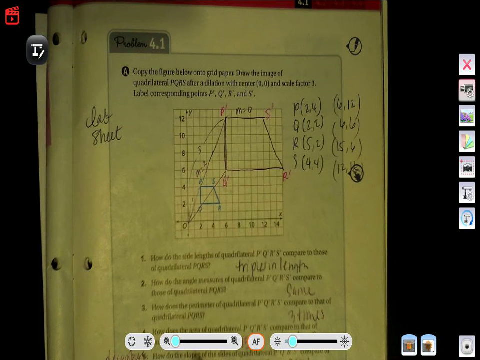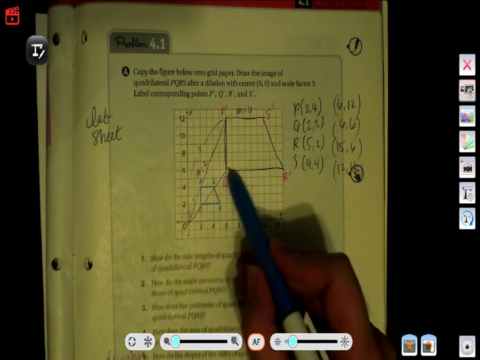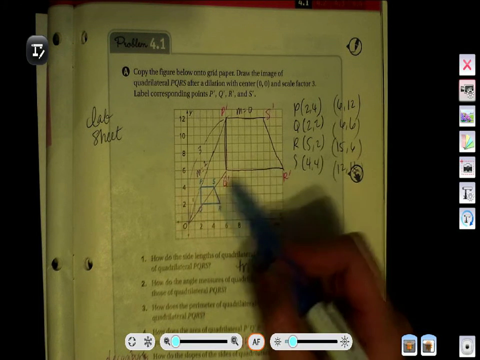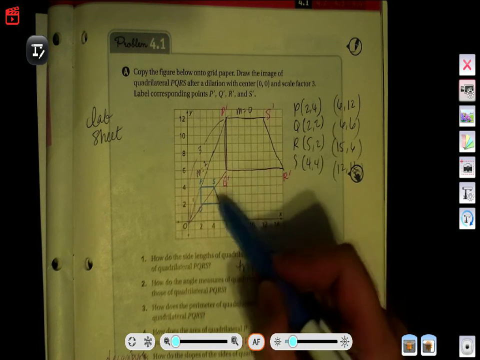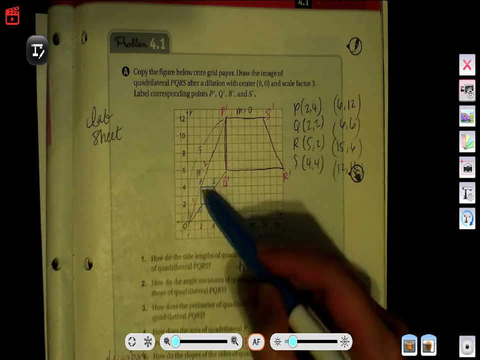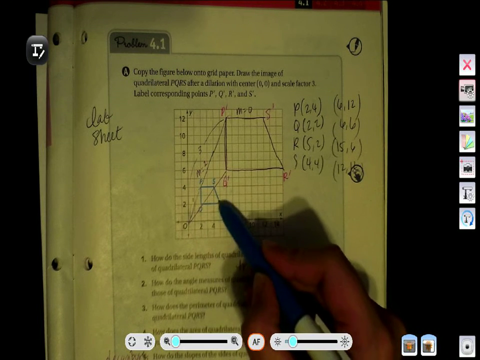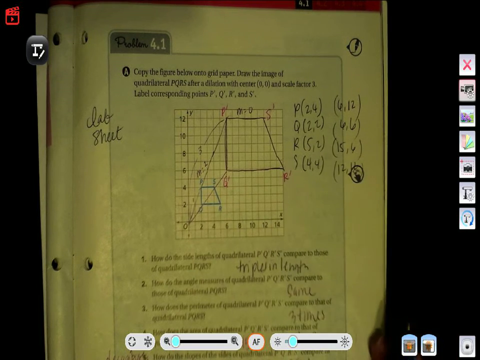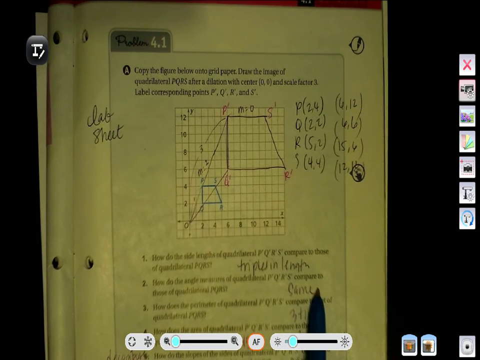Okay. As far as how do the measures of the angles of the quadrilateral compare, if you look at this one, the 90 degrees is still 90 degrees because, like we know, similar figures are different in size, but the shapes are the same. So the angles themselves should all match up. Whatever this angle measurement is, it should match this angle measurement, even though I don't know exactly what the angle measurements are. So they should be the same.